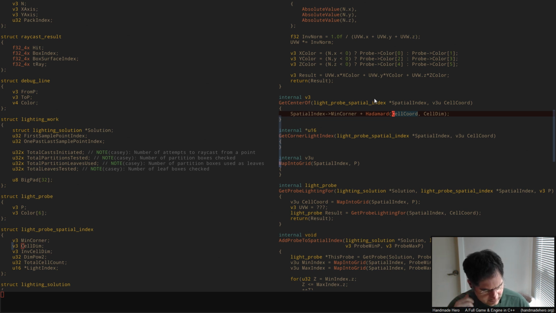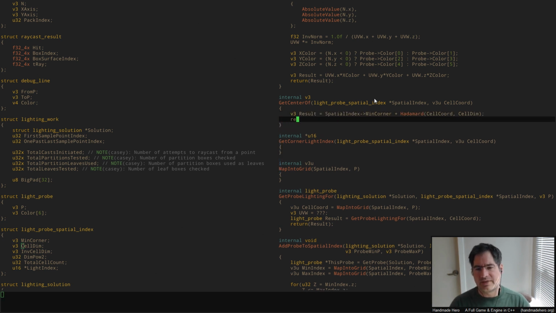I think that's what we want. Anyway, it doesn't really matter. I was trying to think of, is this the best way to organize the grid? But, you know, that will become clear in time if we need to make adjustments.